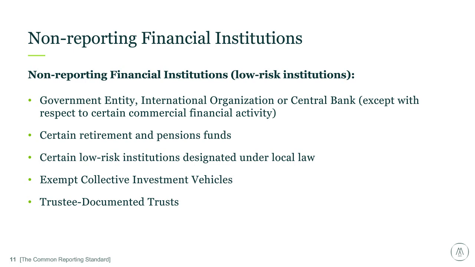And it makes sense just looking at the type of entities these are: government entities, international orgs, central banks, retirement and pension. This low-risk institution under local law is going to vary jurisdiction to jurisdiction, so you just need to take a look into the local regulations. Exempt collective investment vehicles and trustee documented trusts, all of those are considered so low risk of having accounts that are financial tax evaders that they aren't required to report or collect the documentation under CRS.